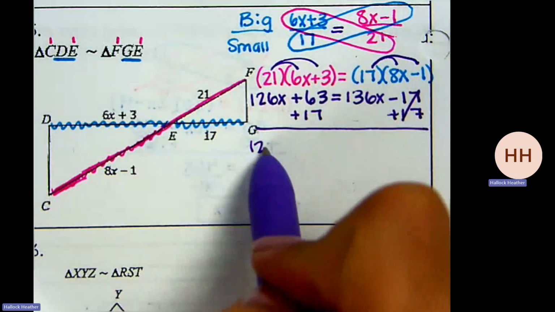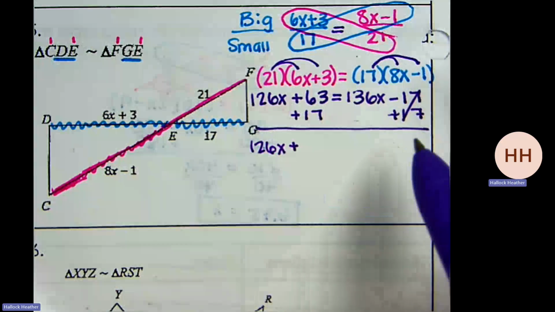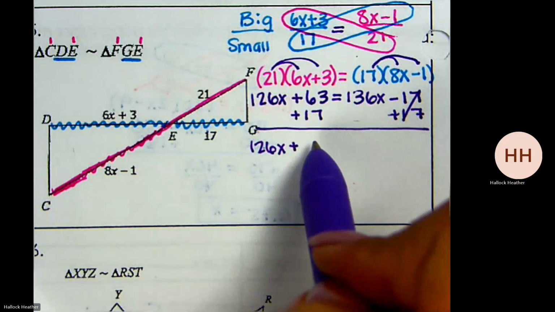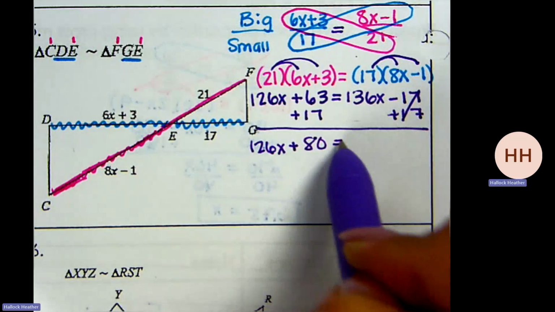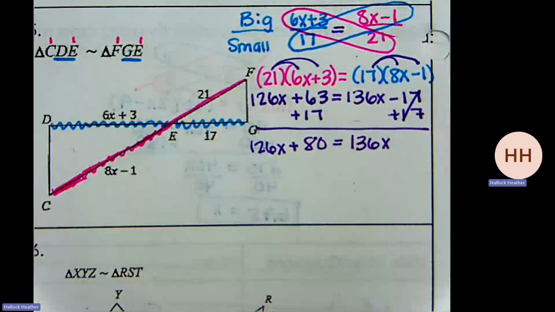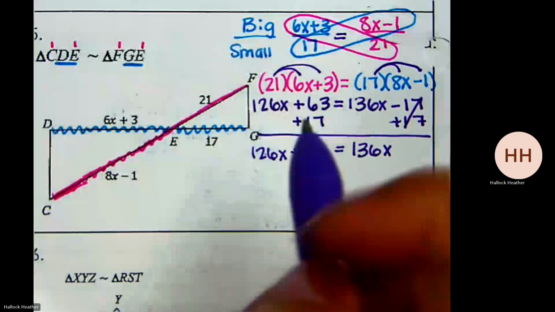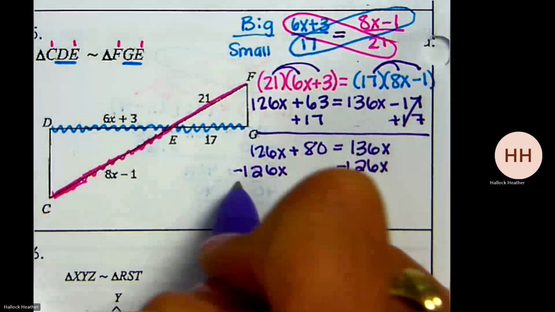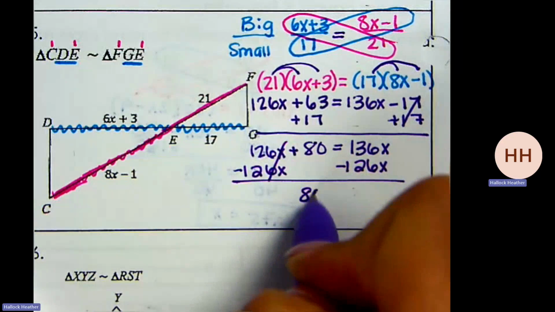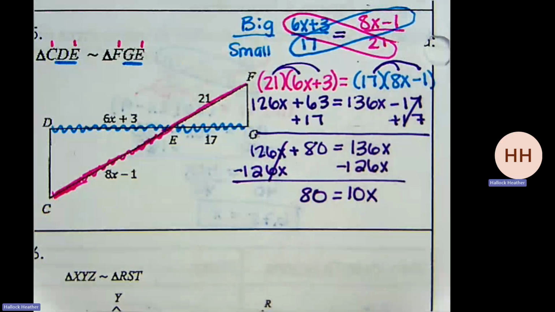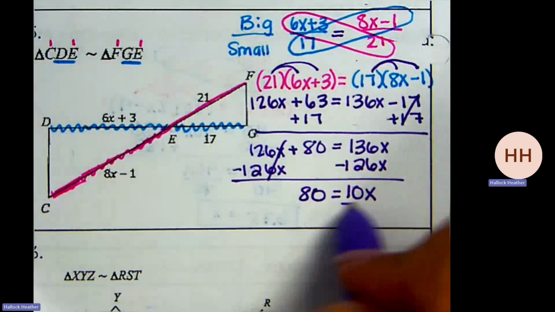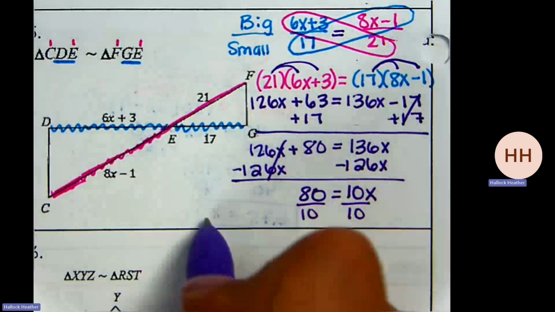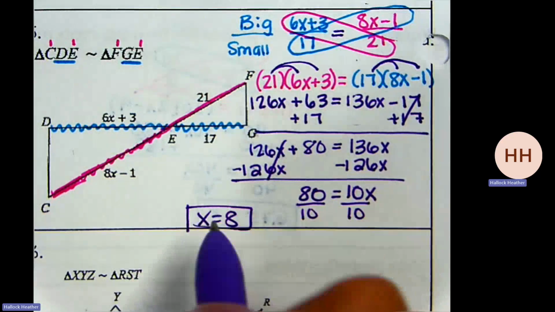I have 126x plus 80 equals 136x. And then what do I have to do to both sides at this point? Subtract 126. So I have 80 equals 10x. And then last step, I divide, and then you have your answer. So if I divide, x equals 8.